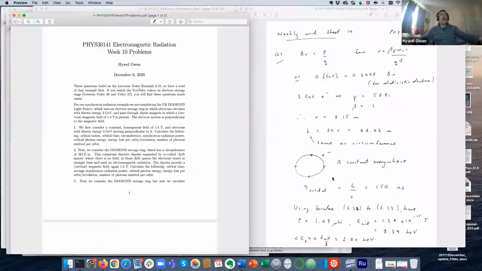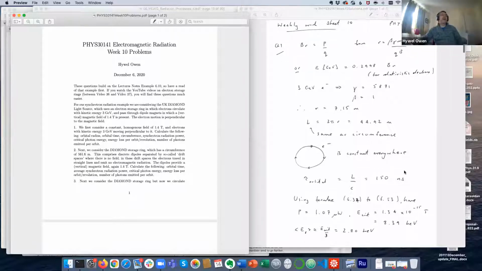So the orbit time, the time it takes for the electrons to execute one orbit, is of course just that L divided by the speed of light, which is about 150 nanoseconds. So that's the first part of our answer. Calculate the following: orbital radius, orbital time, and circumference. So the orbital radius, 7.15 meters, the circumference, 44.92 meters, and the orbital time, 150 nanoseconds.